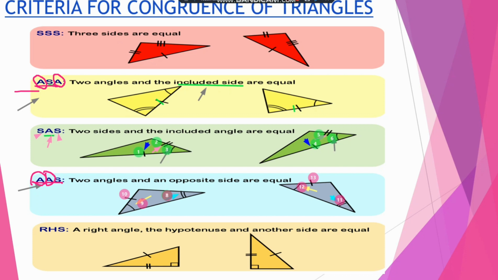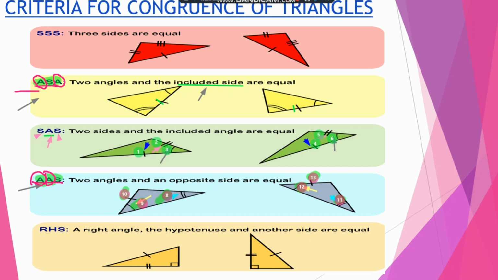That means 8, A, S. Then here A and then S. That is how the two triangles are congruent by AAS. So I hope you understood the difference between ASA and AAS.